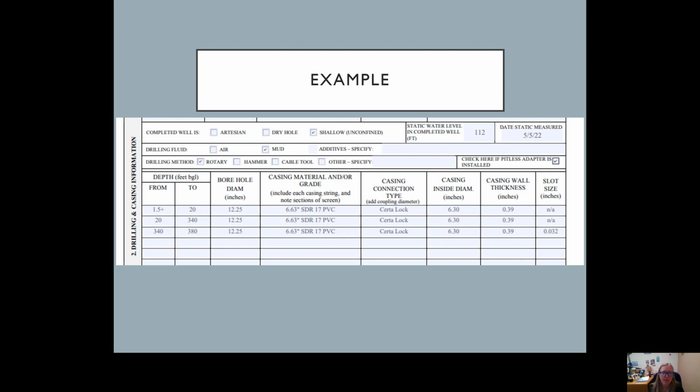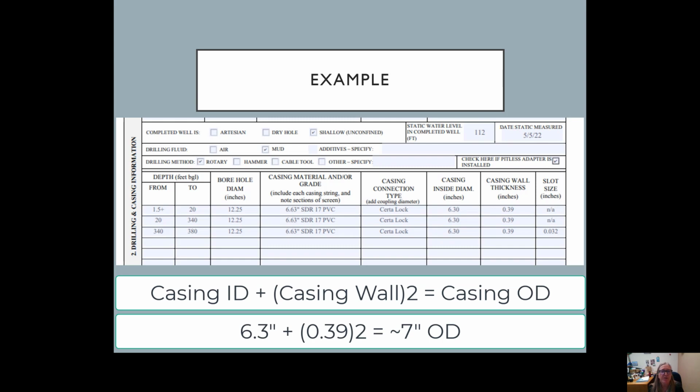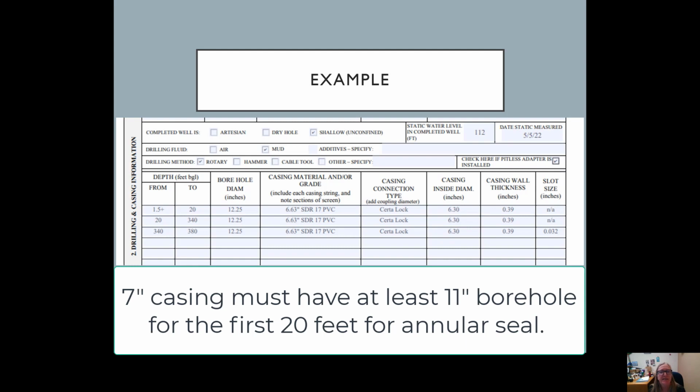This is an example of a cased well that has a screened interval from 1.5 feet above ground surface, because your casing must extend above ground surface. And this is actually describing your casing. Your casing goes from 1.5 above ground surface to 20 feet below ground surface, because these depths are actually in feet below ground surface. The borehole was 12.25 and inside diameter is 6.3 and the casing wall is 0.39 and the upper portion has no slots. The first 20 feet solid casing. And so the next line down is going from 20 feet to 340 feet. This is solid casing.